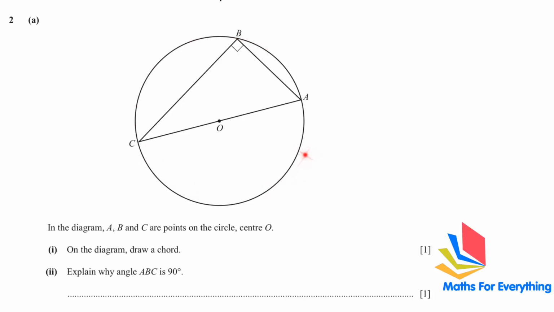2a, we have been given a circle and we have a triangle in the circle. Part 1, on the diagram, draw a chord. You can draw a line touching the circumference from one side to the other anywhere. So this is a chord. You could have drawn it like this or anyway. Explain why angle ABC is 90 degrees. AC is the diameter and angle ABC is opposite the diameter. So angle in a semicircle equals 90 degrees.